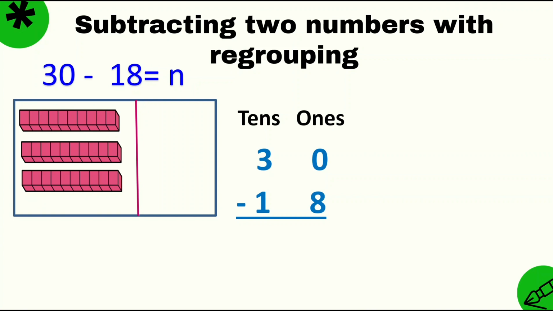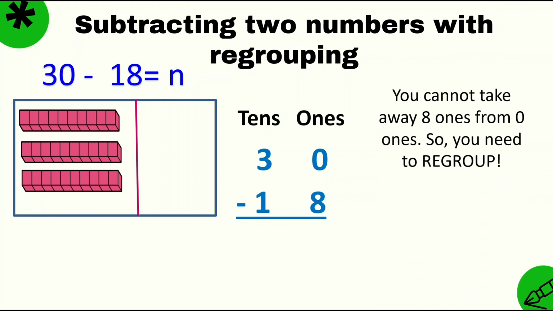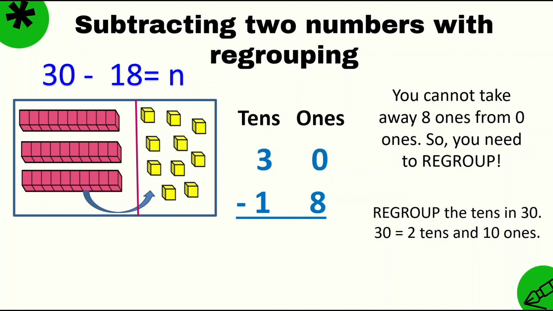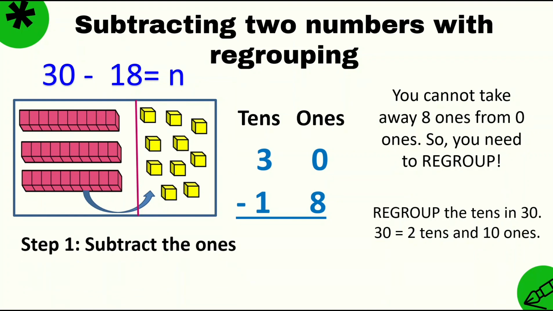That means you're going to borrow from the 10s. We will regroup. You cannot take away 8 ones from 0 ones. So you need to regroup. Regroup the 10s in 30. 30 now will become 2 tens and 10 ones. That 1 ten will be given to the 1s group. So we have 0. The 0 becomes 10. So let's subtract the 1s. 0 there will become 10. 10 plus 0 is 10 ones. So we can now subtract.